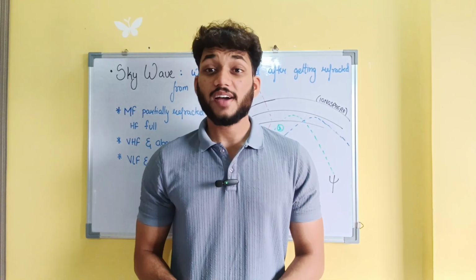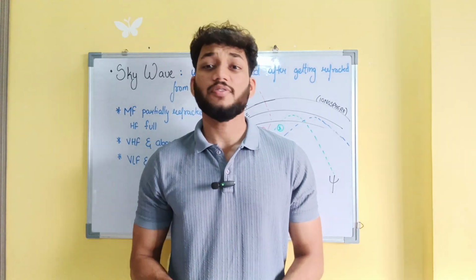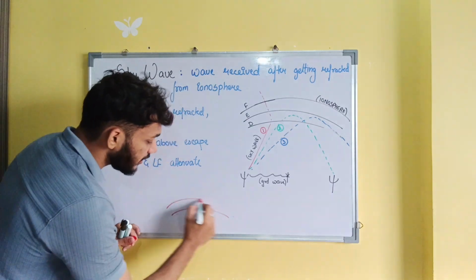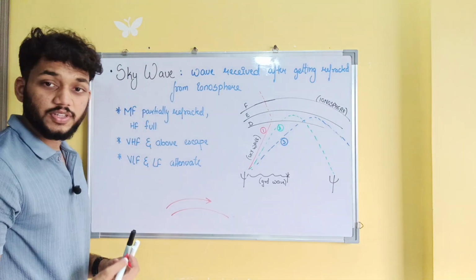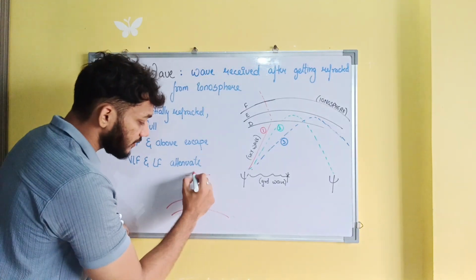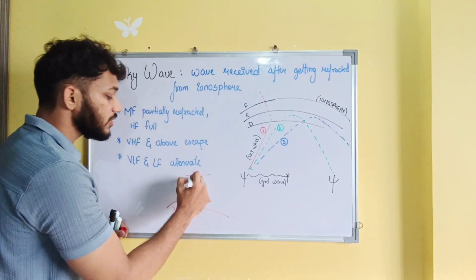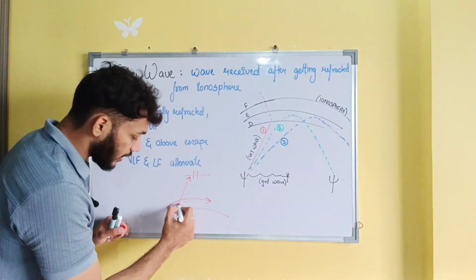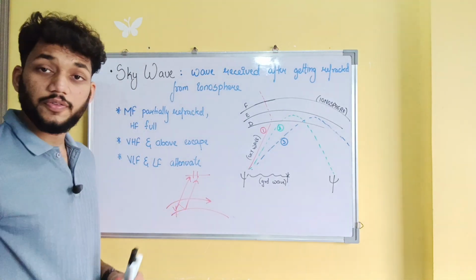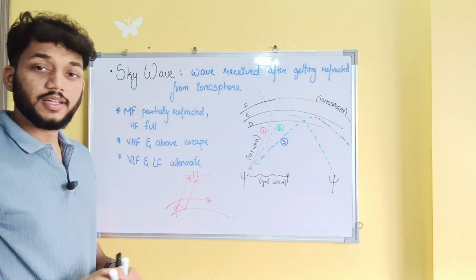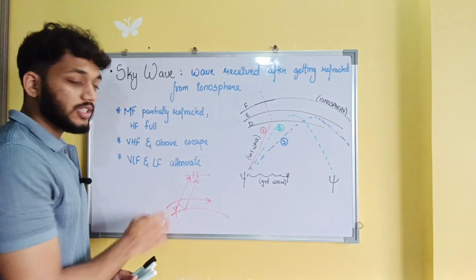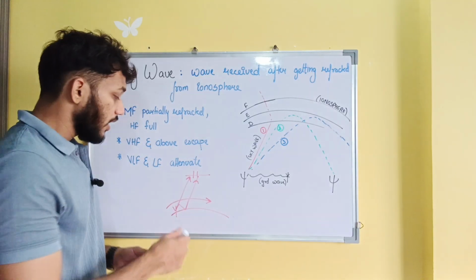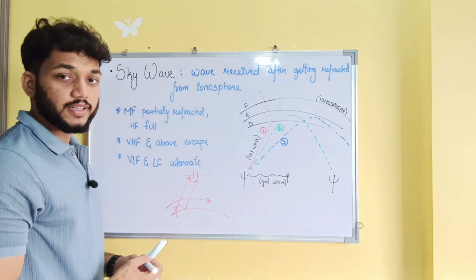Before diving deep into sky wave propagation, let us quickly revise the types of ground wave propagation. Basically, first was surface wave, right? Here the radio waves used to travel along the curvature of the Earth's surface. Next was direct wave, where the radio wave was directly received by the aircraft from the transmitter. And third was ground reflected wave, where the radio wave used to get reflected from the ground and then reach the aircraft. So these were the types of our ground wave, which were surface wave and space wave. And space wave has what? Direct wave and ground reflected wave.